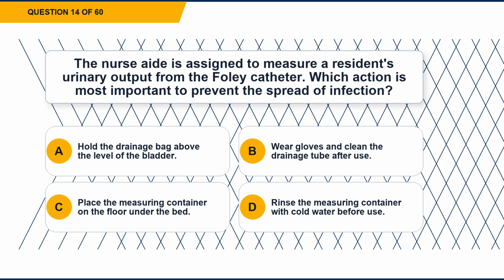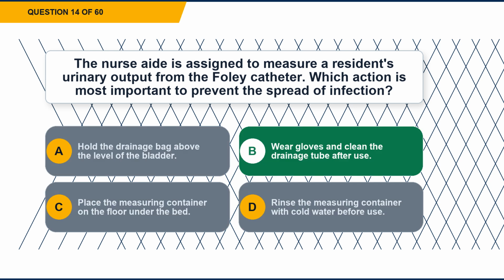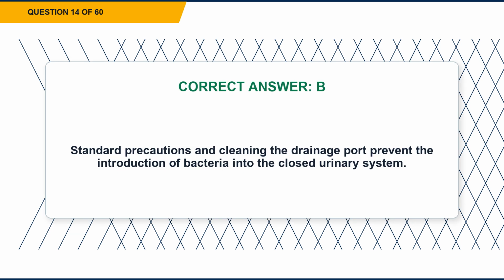Question 14. The nurse aide is assigned to measure a resident's urinary output from the Foley catheter. Which action is most important to prevent the spread of infection? Option A, hold the drainage bag above the level of the bladder. Option B, wear gloves and clean the drainage tube after use. Option C, place the measuring container on the floor under the bed. Option D, rinse the measuring container with cold water before use. The correct answer is option B, wear gloves and clean the drainage tube after use. Explanation: standard precautions in cleaning the drainage port prevent the introduction of bacteria into the closed urinary system.